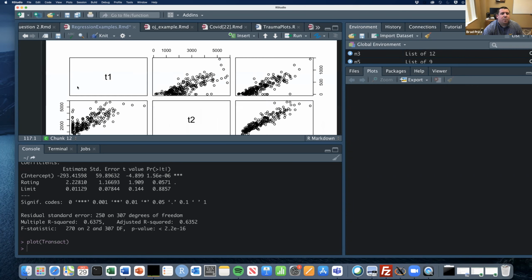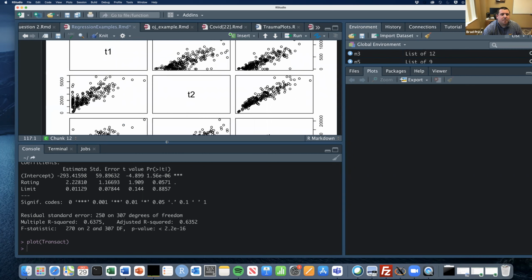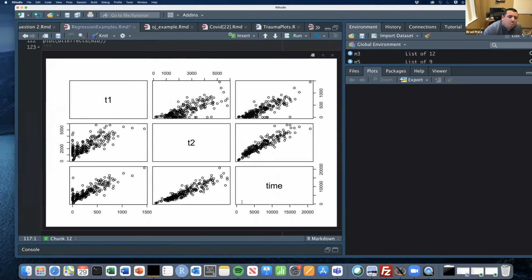The transact data, remember, what we're looking at is the relationship between time and the number of transactions of type 1 and type 2. The time it takes to do those transactions.